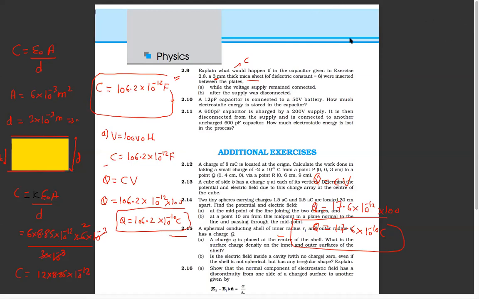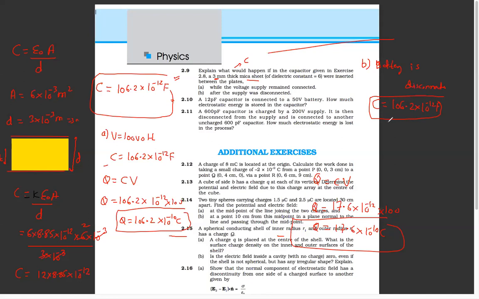So this is the capacity, voltage and charge when the battery remains connected. If I just disconnect the battery, Fatma, does connecting or disconnecting the battery affect capacitance? No. Capacity is independent of voltage and charge. So even if you disconnect the battery, capacity will not change. It will be 106.2 into 10 raised to the power minus 12 farad.